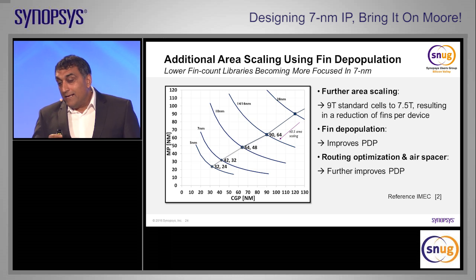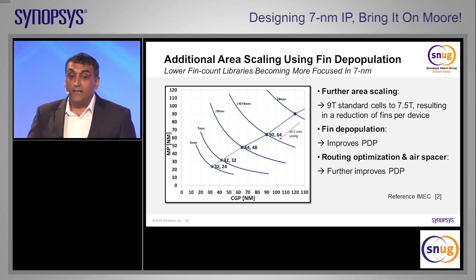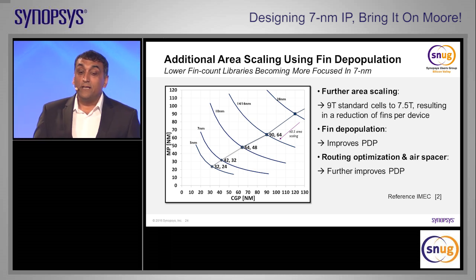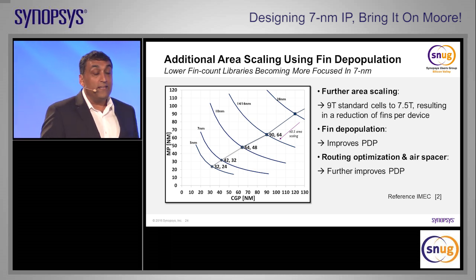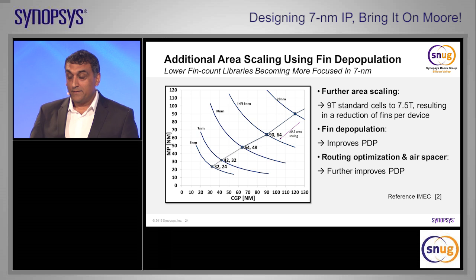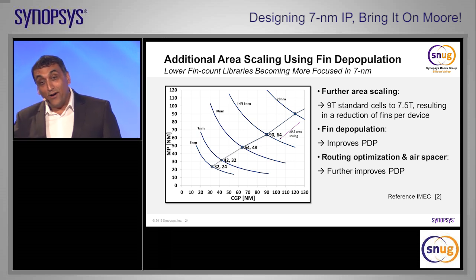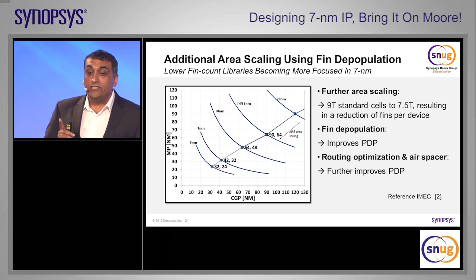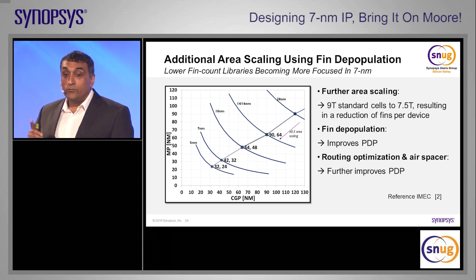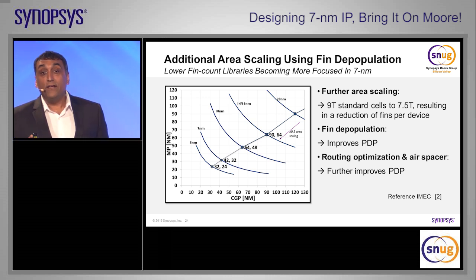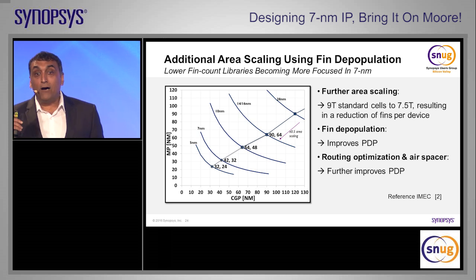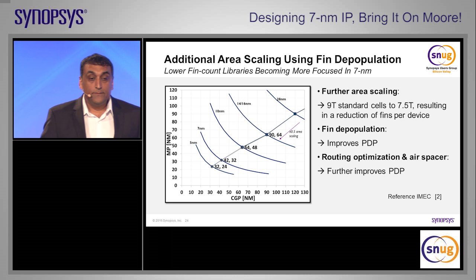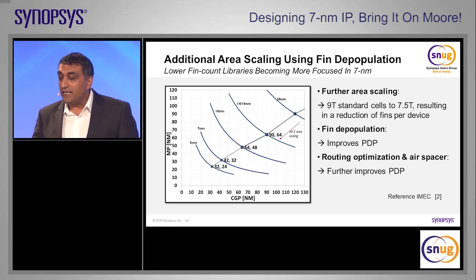However, there's enough learning today to use another technique, as well as increasing the fin height, to get performance. The other technique is called fin depopulation. So you remove the fins after you make them taller. Fin depopulation reduces the dynamic power significantly, as well as increasing speed and improving the overall speed-power metrics, power delay product, PDP. Okay?